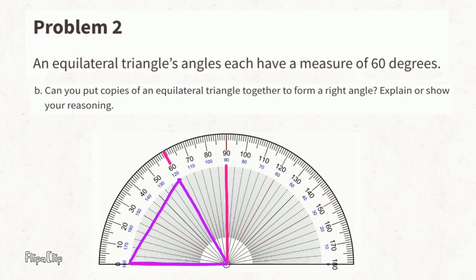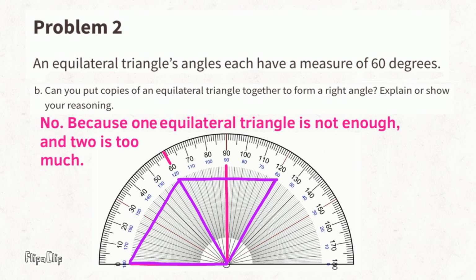Adding another copy of the equilateral triangle would bring the total measure to 120 degrees, and that would be too much. So the answer to the question would be no, because one equilateral triangle is not enough, and 2 equilateral triangles is too much.